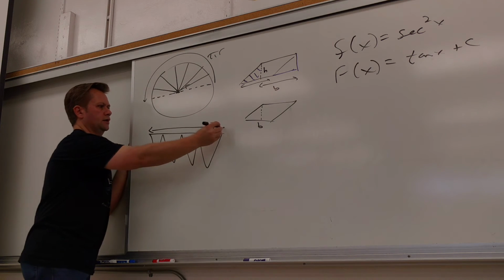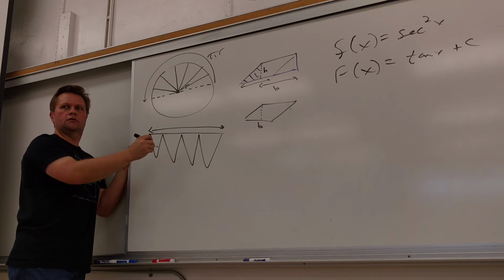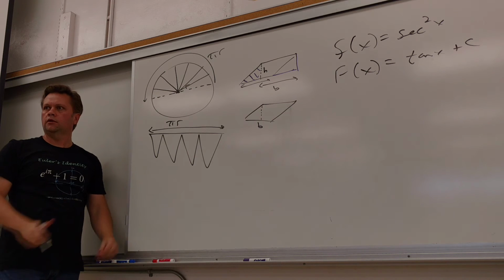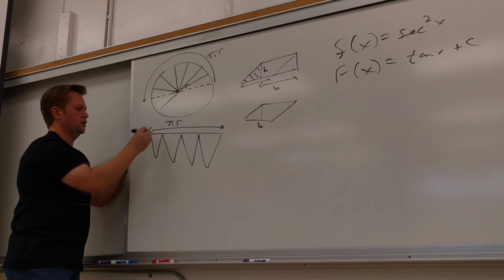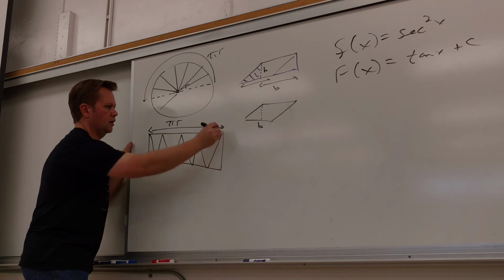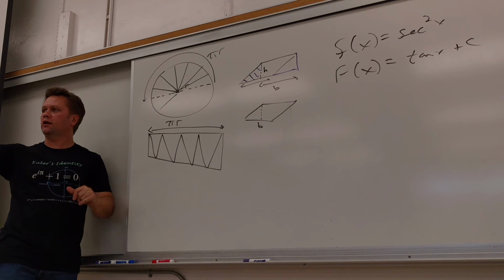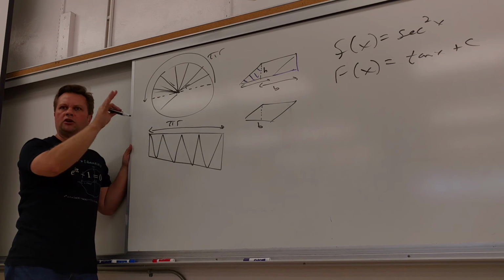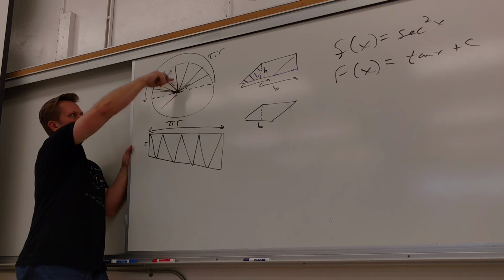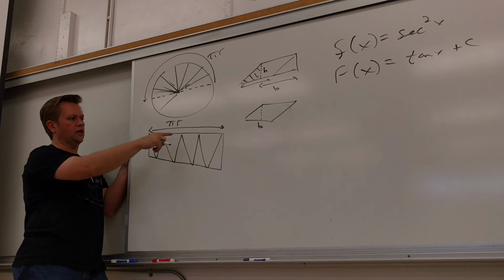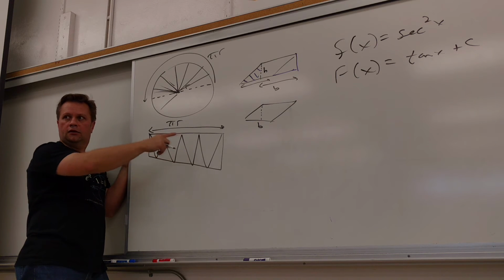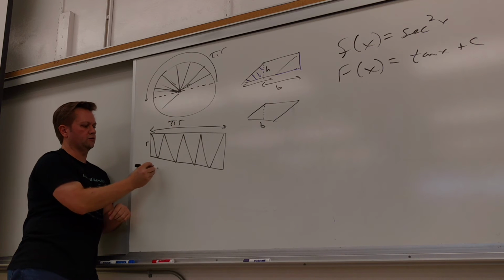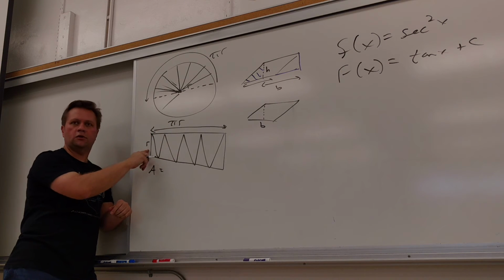So how long is this? Pi r. Yeah, it's this, opened up. Right? And then if I fit these in, how tall is this? Especially if I use a lot of triangles and get better resolution, this is going to be r, isn't it? It's going to be r tall. And now I've made a rectangle, pi r by r. So what's the area of this rectangle? Pi r squared.